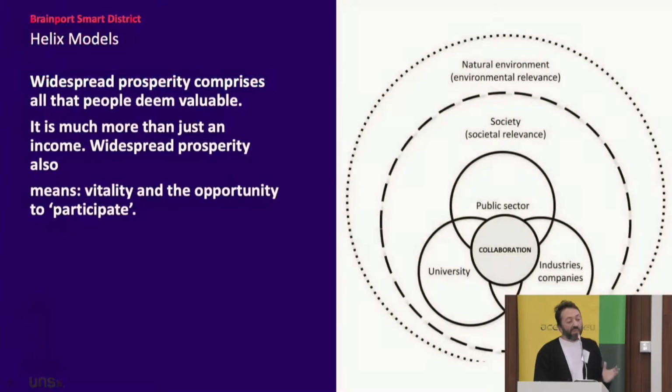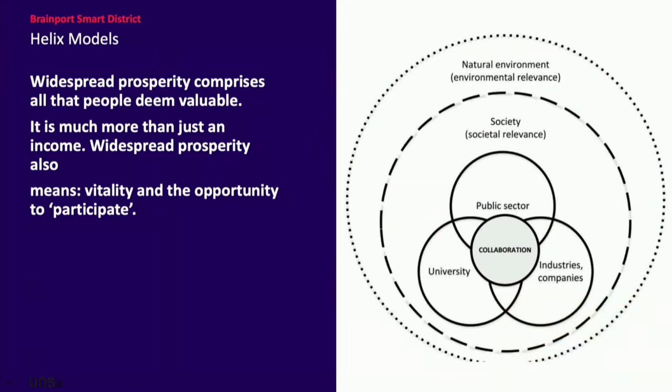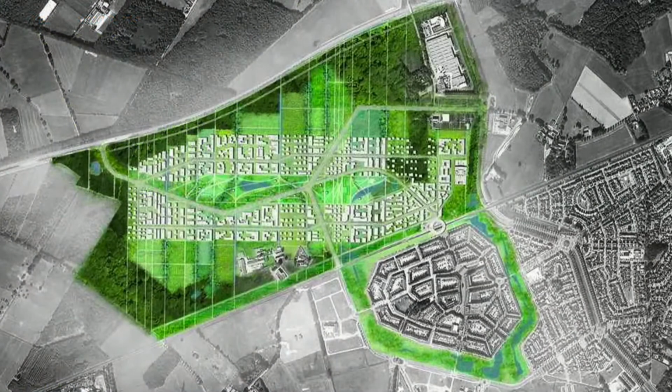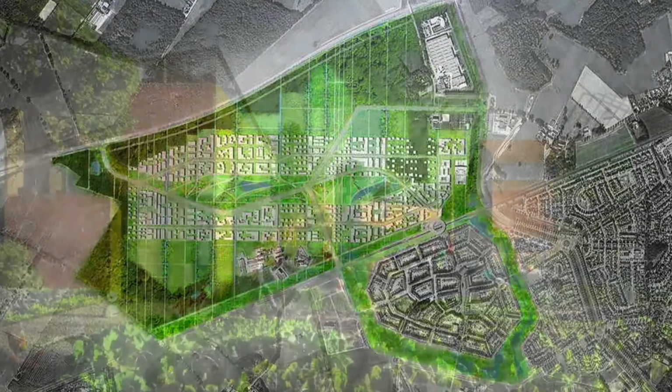The first is an urban design, much based on a quadruple helix model, where we try to bring different entities together to create win-win-win-win situations. It's an urban design in the Netherlands. It's a master plan called Brainport Smart District, 1,000 homes, of which we are at the moment prototyping 100.